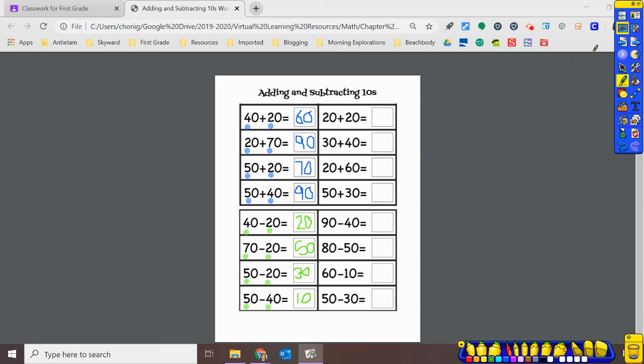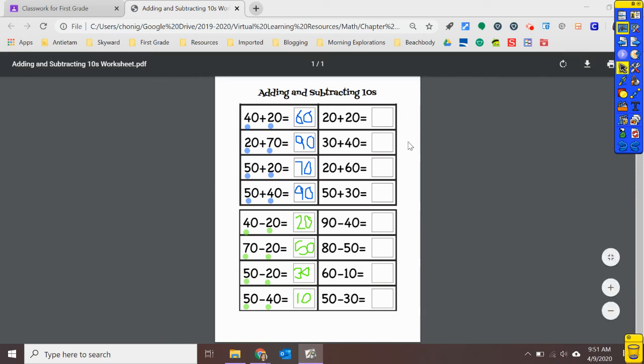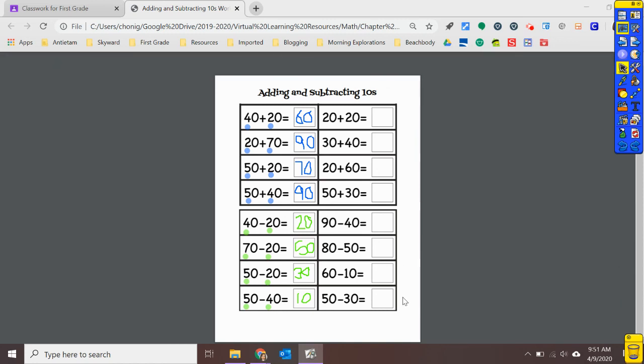All right, first grade, so now we've reviewed how to add and subtract groups of 10. Your independent work today is to do all of this other side by yourself. Okay, you can do it. If you have any questions, let me know, and I will see you tomorrow for math.